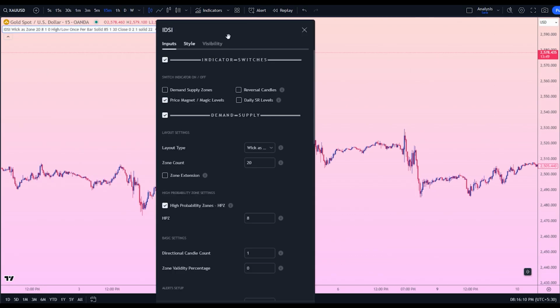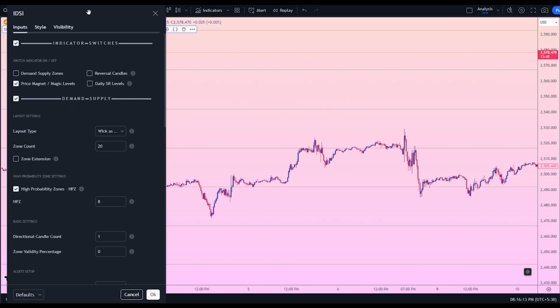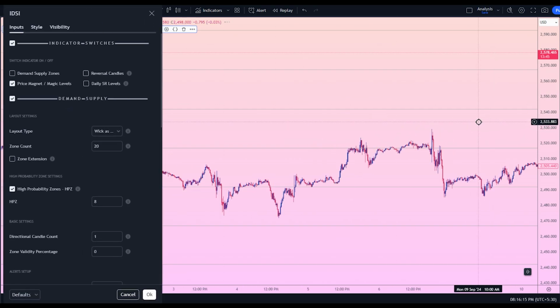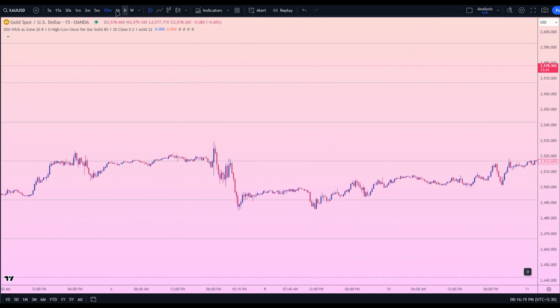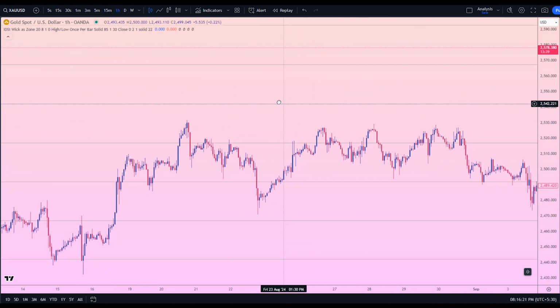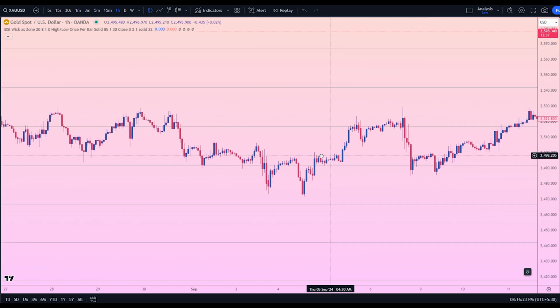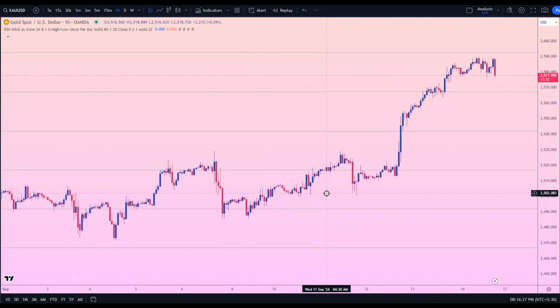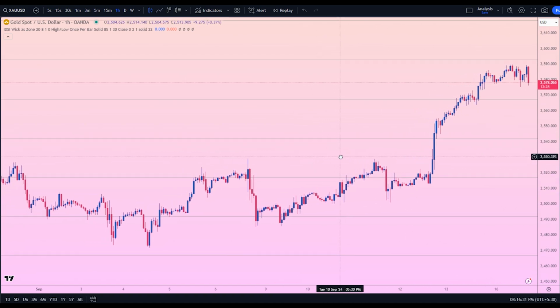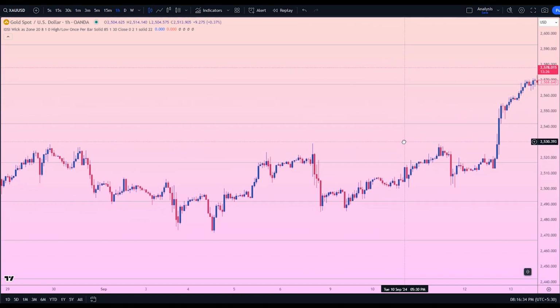The Price Magnet Levels Indicator is a small yet incredibly powerful tool designed to help traders identify key market levels that attract price movements. Whether you're a beginner or an experienced trader, this tool can significantly enhance your trading strategy by pinpointing strong support and resistance levels. These levels are crucial because they act like magnets, drawing the price toward them.